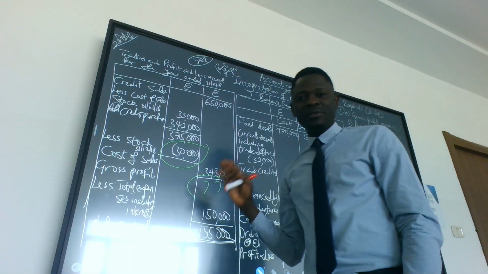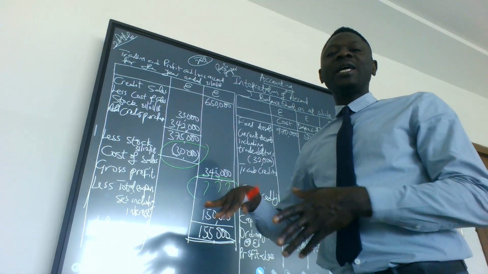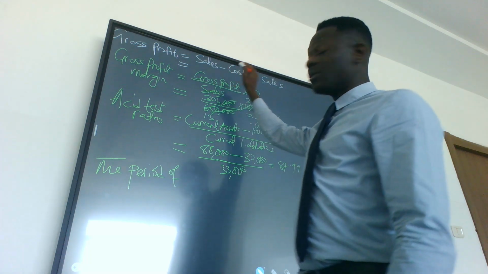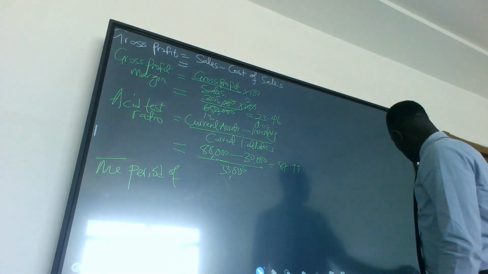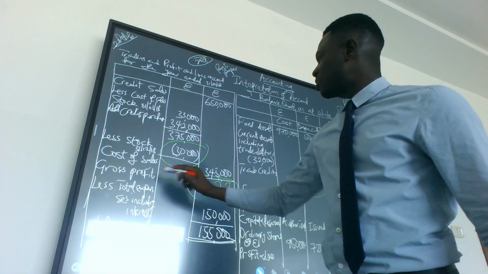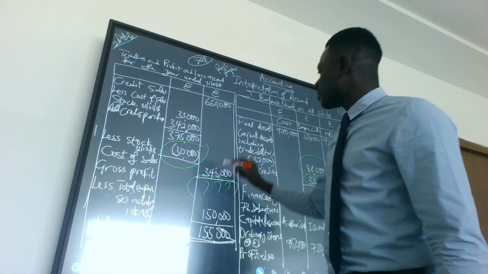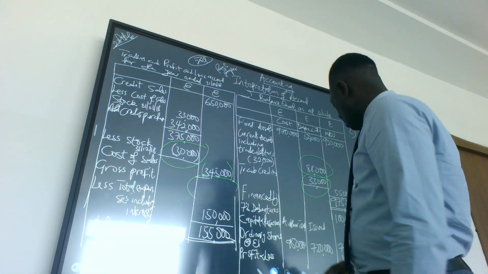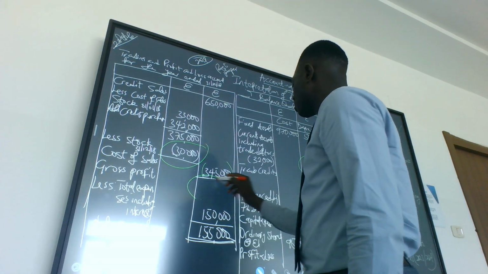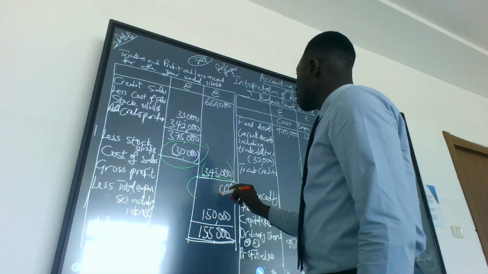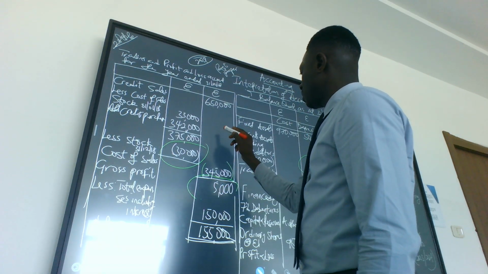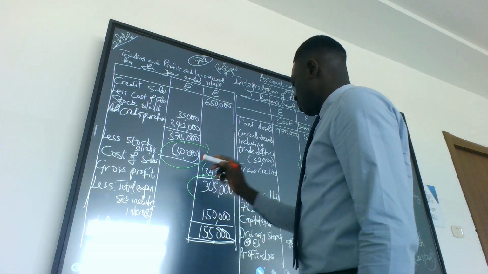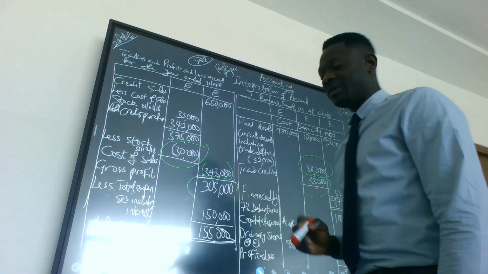But in the question, we don't have the gross profit, so we need to find the gross profit first. And how do we get the gross profit? Gross profit is sales minus cost of sales. This is our sales, and this is our cost of sales. So this minus this gives us our gross profit. So our gross profit is 305,000.